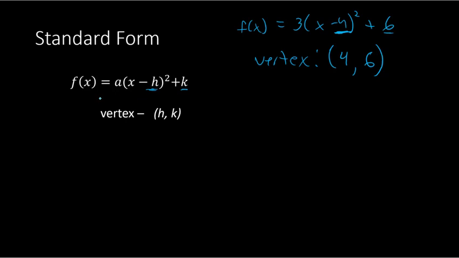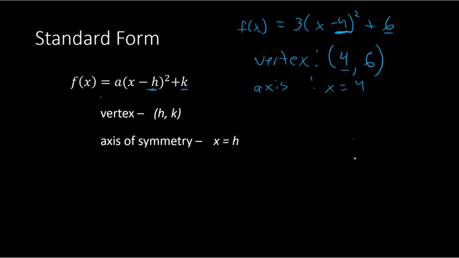Well, we can also tell, looking back over here in the standard form, the axis of symmetry. The axis of symmetry is the vertical line that cuts through the vertex. And that line, that equation, is going to be x equals h. All right, so looking back over here, your axis of symmetry, we'll just call it axis for short, would be x equals 4.